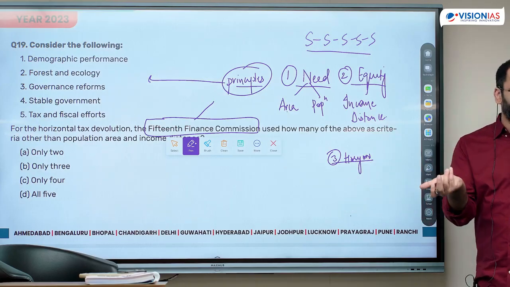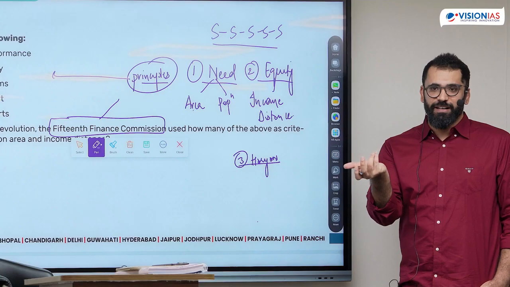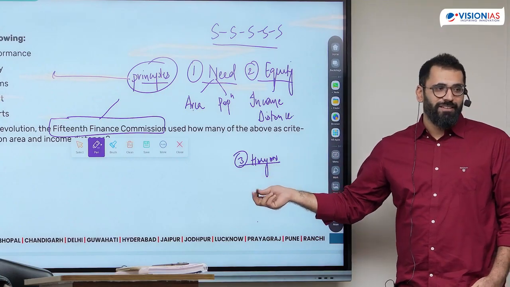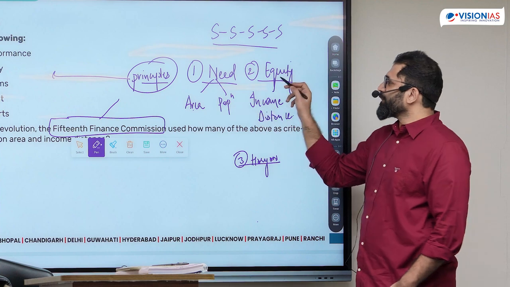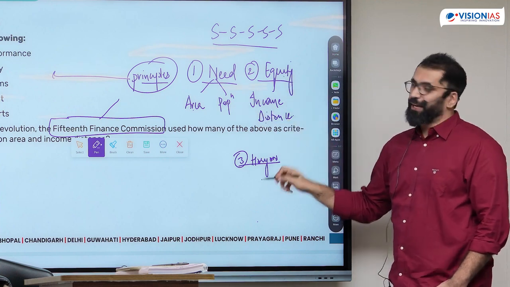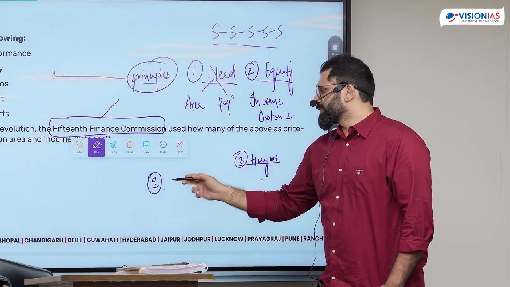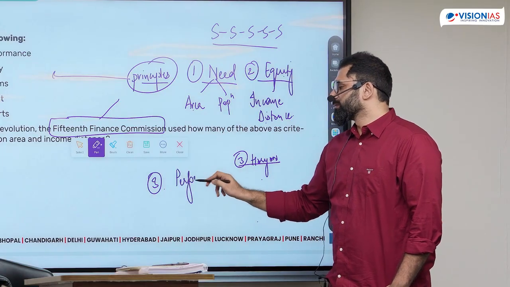Smaller states would have higher per capita income. Sikkim will definitely have. Goa will also have. Third was Haryana. Any idea which was the fourth? Kerala. Equity income distance was the distance from Haryana. And then any other? The third principle is performance.